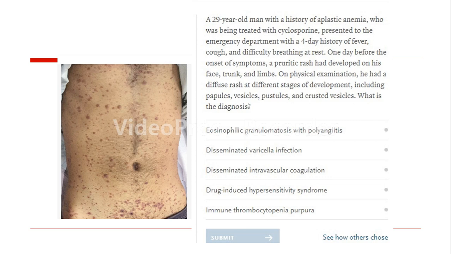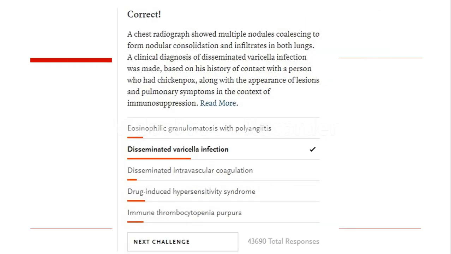What is the diagnosis? So they give you these 5 differential diagnoses and you have to decide which one of them is more appropriate. You click and they tell you which is the most correct diagnosis. Now the most important thing that I want to tell you is, look at this. 43,000 responses on this single clinical image, and there are clinical images that have more than 100,000 responses.